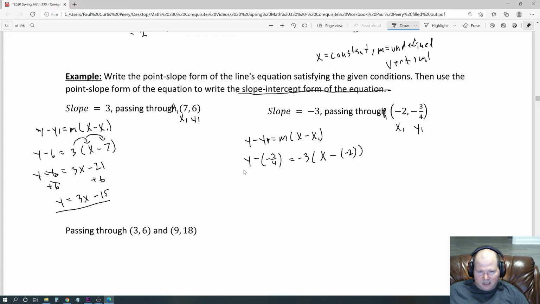So there's lots of opportunities to make sign errors here. I put it in parentheses. This makes it a little easier to see where the double negatives are, and then they're going to flip to be positive, right? So let's deal with that first. Subtracting a negative is the same as adding a positive, so that just turns into that, right? So y minus -3/4 is the same as y plus 3/4. We keep the -3 there. x minus -2 is the same as x plus 2.